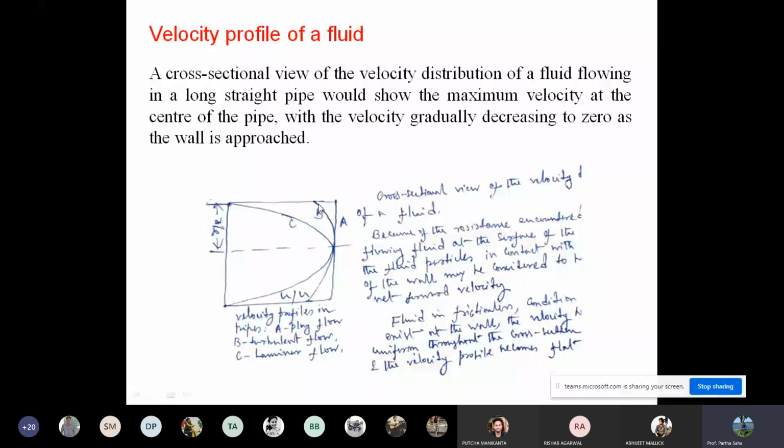Next, moving to B, that is called turbulent flow. As you can see, the velocity is not constant throughout the cross section. The velocity is maximum at the center and then it decreases. But again, in turbulent flow, the velocity is not constant. The velocity profile changes with time, because there is always some eddy formation, and due to eddy and vortex formations, the behavior of the fluid is not constant along the cross section, and the fluid exhibits a mixed type of flow. It is called turbulent flow.